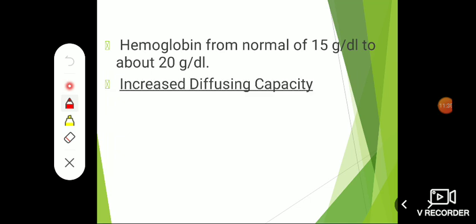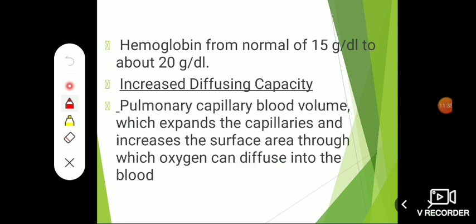Fourth, there is increased diffusing capacity. Now it has multiple reasons. Basically, pulmonary capillary blood volume increases. In the process of acclimatization, as we are going up, hypoxia stimulates the heart also. There is an increase in cardiac output of about 30%. Because of the increase in cardiac output, more blood will be pumped to the lungs. So pulmonary capillary blood volume rises, which expands the capillaries and increases the surface area through which oxygen can diffuse. So it is increasing the diffusion area. Because of that, more doors are now open for the oxygen to diffuse.